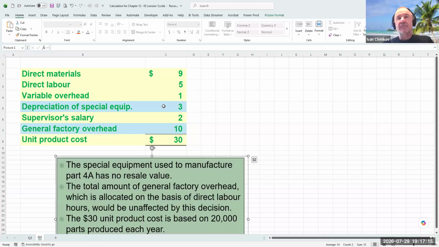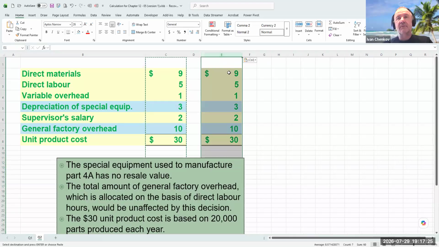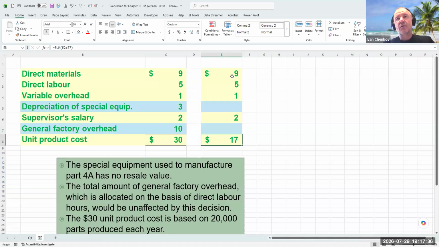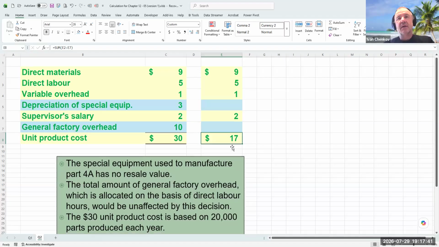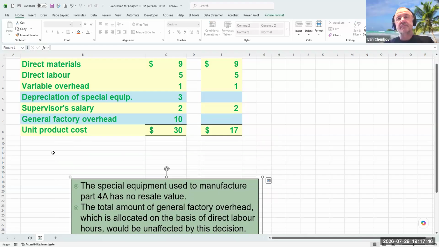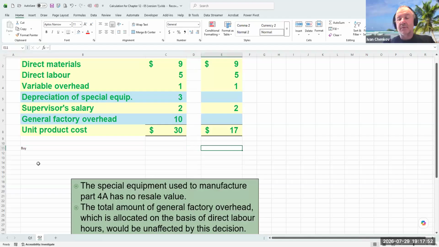So here, if we have to recalculate what we have, we should eliminate the costs that are not relevant and leave only the relevant. We said that depreciation is irrelevant, and the general factory overhead is irrelevant. So in that case, our cost per product becomes 7. Somebody comes and says, I can sell you this product for $25. So we can buy it from outside for $25.